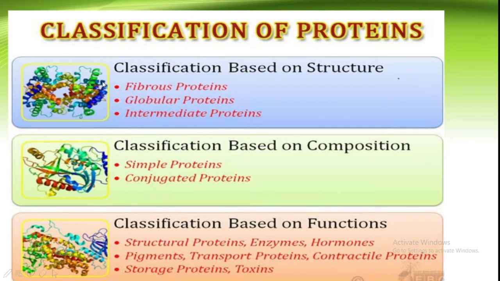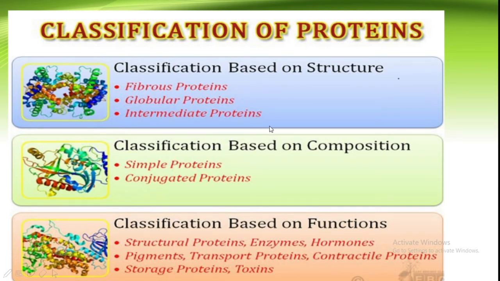So when we are going to learn about the classification of the proteins, if the classification is based on the structure, then these are the fibrous proteins, globular proteins, and intermediate proteins. When classification is based upon the composition, these are simple proteins and the conjugated proteins. Classification based on the functions: structural proteins, enzymes, hormones, pigments, transport proteins, contractile proteins, storage proteins, and toxins are on the basis of their functions.